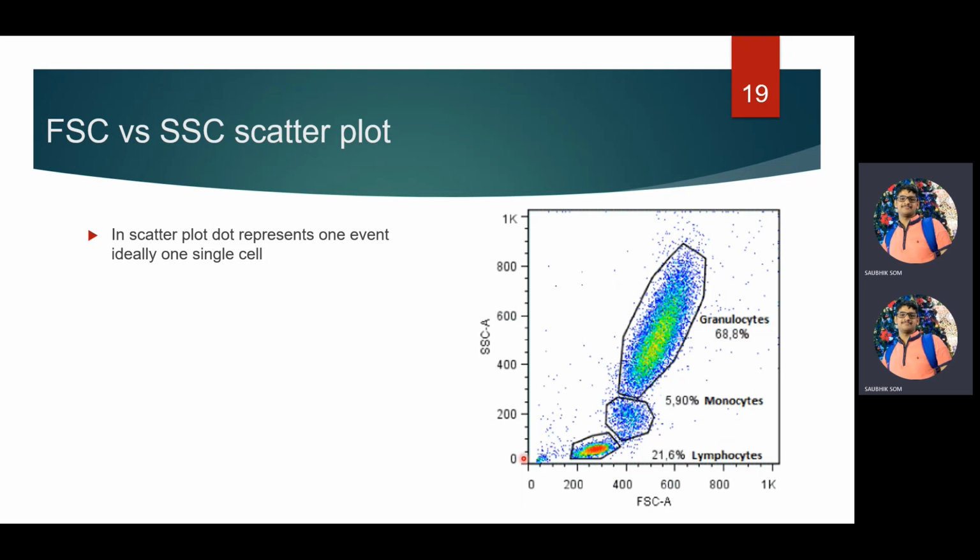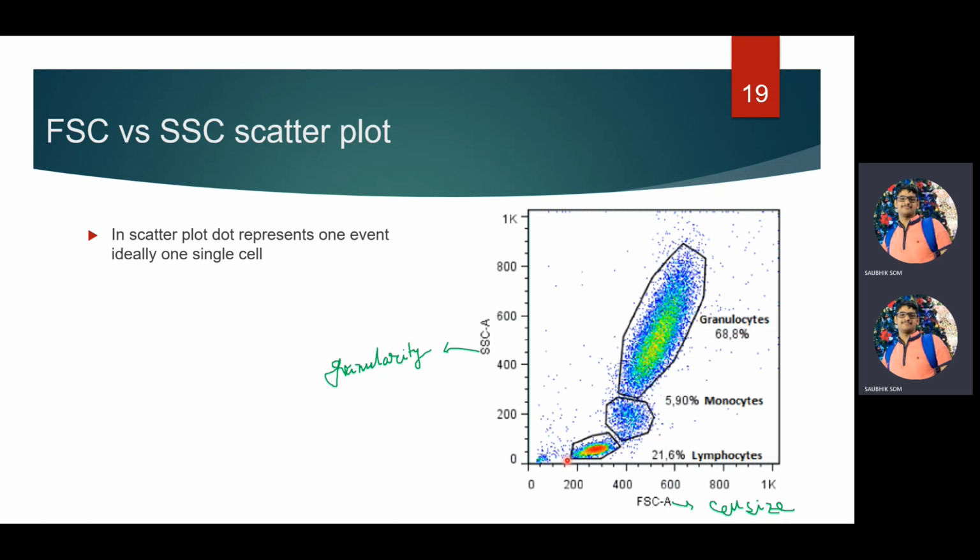So as you can see, as I told previously, FSC will depend on the cell size and SSC will depend on the granularity, correct? So this is granularity, and this is based on the cell size, correct?